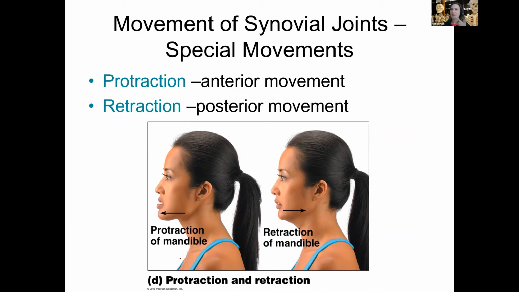A lot of times when I'll ask students, hey, give me another example, a lot of times they'll tell me the tongue. And tongue is a muscle, right? It's not a joint. So we're talking about bone joints here. So something else that you can bring forward and backward would be like the shoulders, right? You can pull your shoulders forward, pull them backward. Okay, so protraction, retraction.